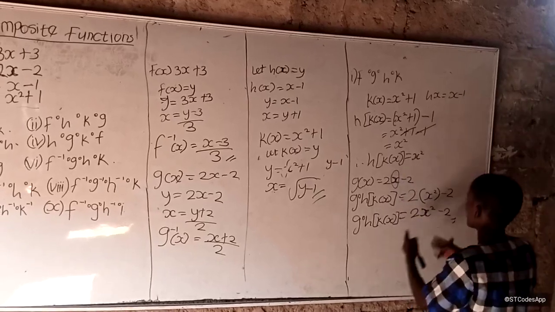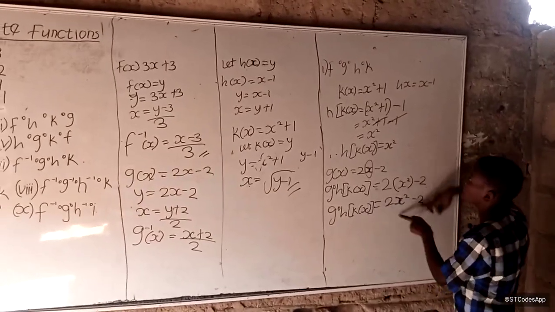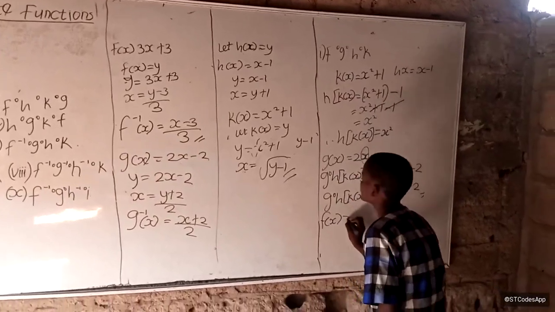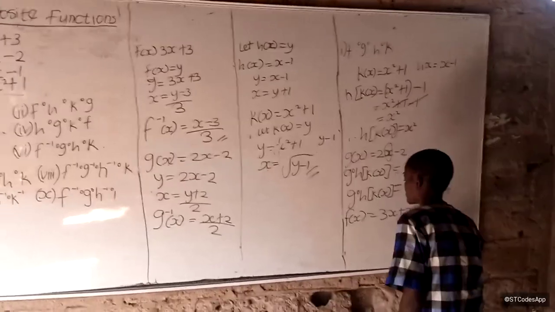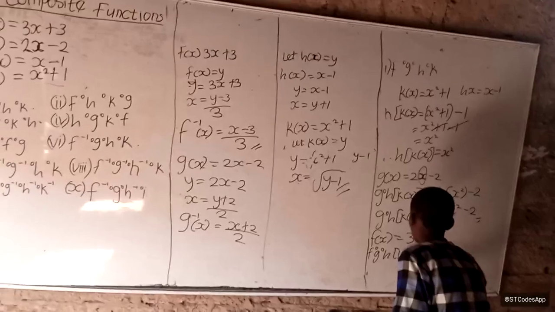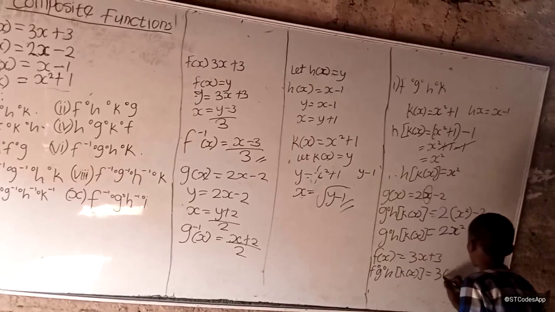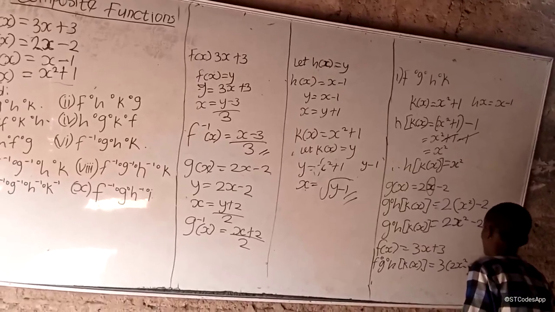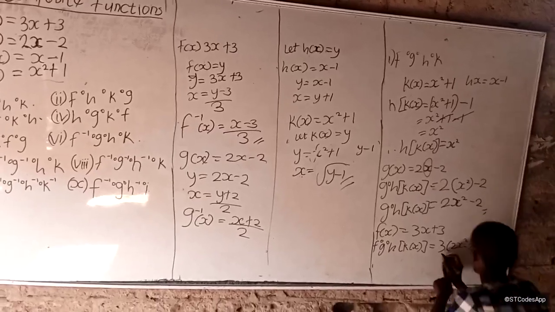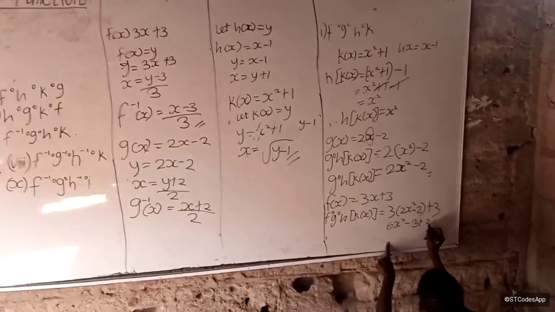Solving further, we are going to plug in the value of this g of h of k of x into f. Since our f of x equals 3x plus 3, then our f of g of h of k of x will be 3 into bracket 2x squared minus 2, plus the 3 here. So we have 6x squared minus 6 plus 3.